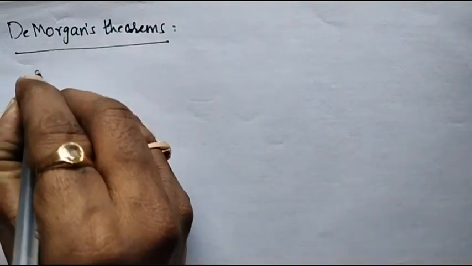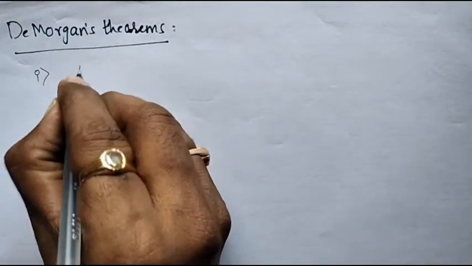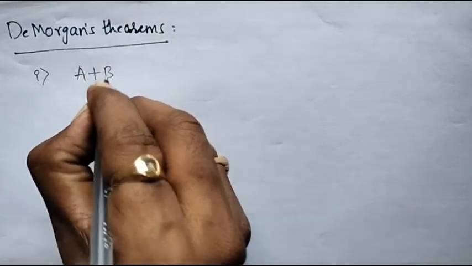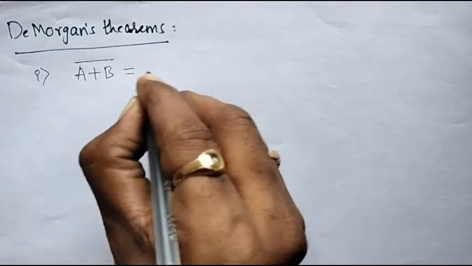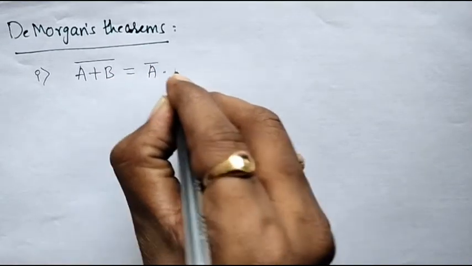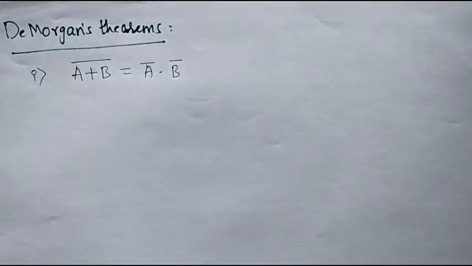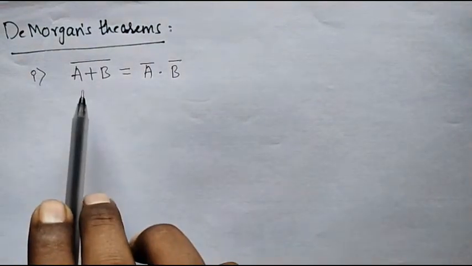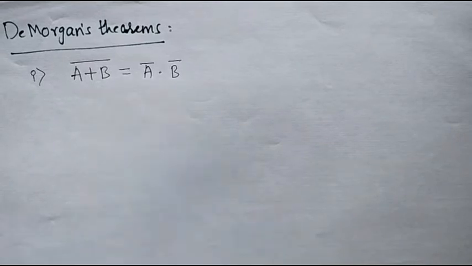Let us study De Morgan's theorem. There are two De Morgan's theorems. De Morgan's theorems play an important role while simplifying Boolean expressions. The first theorem says that (A + B) whole bar is equal to A bar dot B bar. That is, the complement of sum is equal to the product of complements.